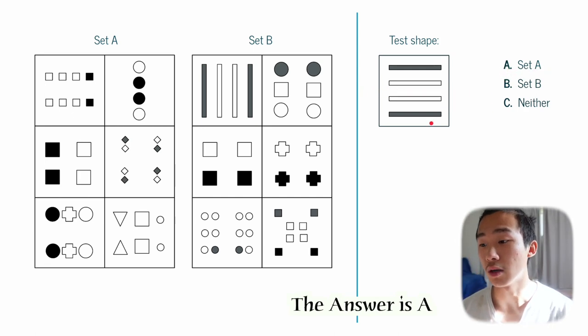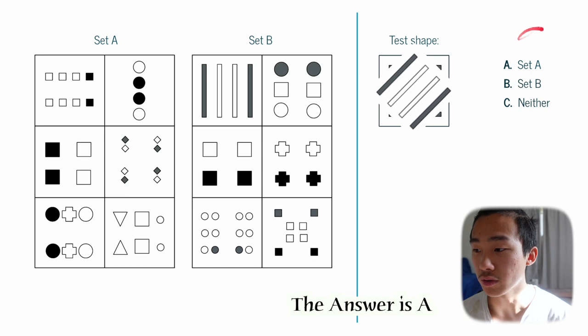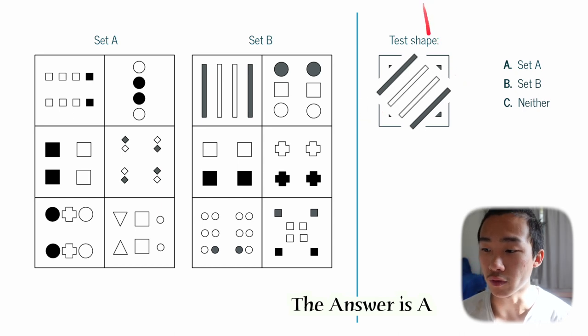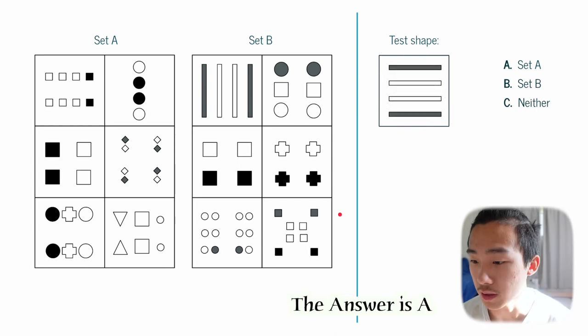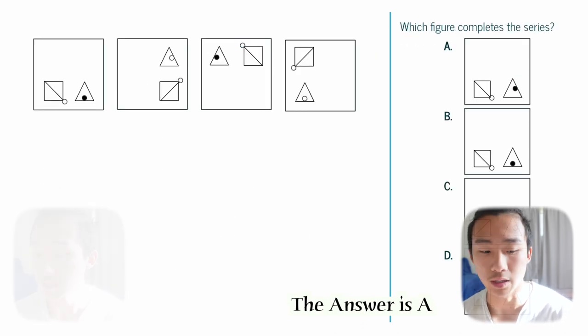But also over here, if we rotate this one by 45 degrees and all the lines are pointing upwards into this corner over here, and the symmetrical line is actually diagonal instead of either horizontal or vertical, then it would not be set A or set B, and it would be neither. So this is a relatively straightforward one. In the actual question, you can get a much more complicated one. If you can't solve it, just flag skip.